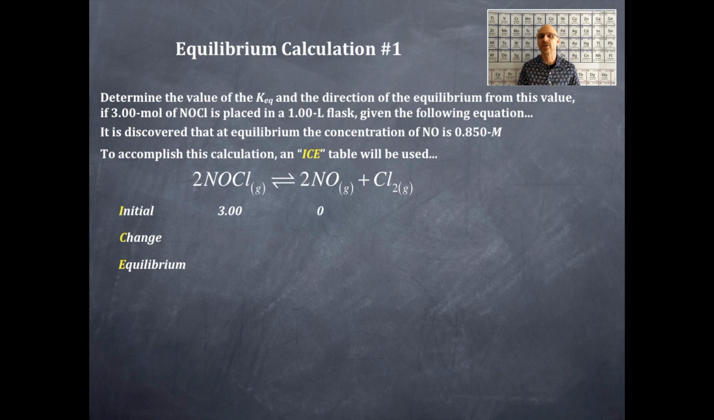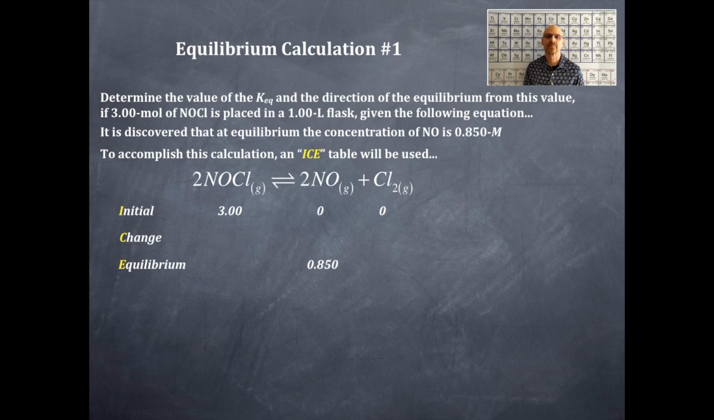Now, I don't start off with any of the products, so both of the products are going to be 0. You start off with something on the reactant side, and what do you start off with on the product side? Nothing, because the reaction hasn't started. So in the initial row, you always have zeros on the product side. Pretty simple. The other piece of information given in the problem is that at equilibrium 0.850 molar of NO was there. So I'm going to look at my equilibrium column and plug in 0.850 for the NO.